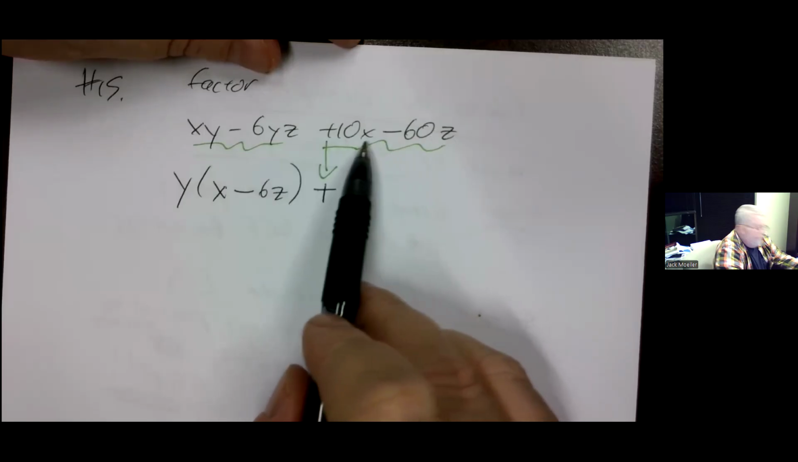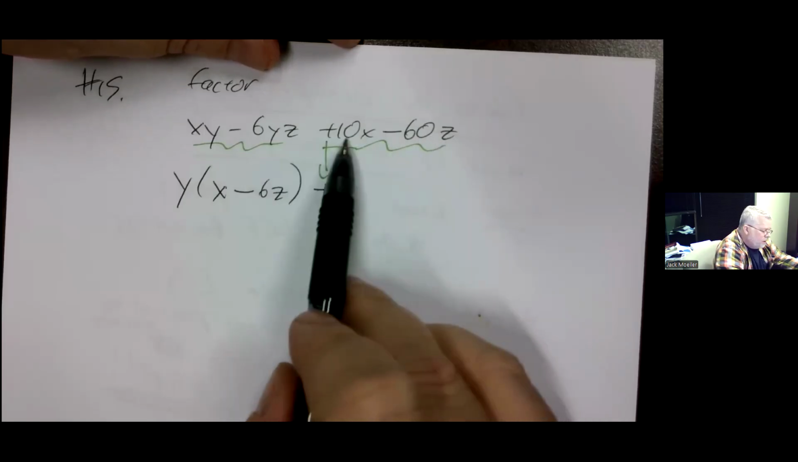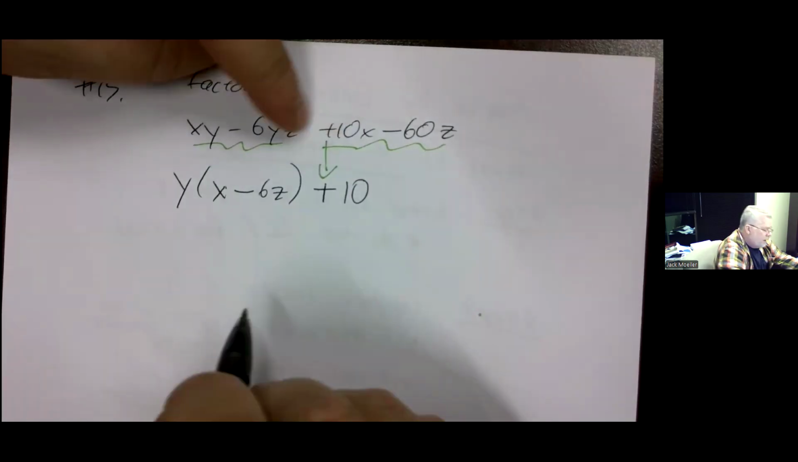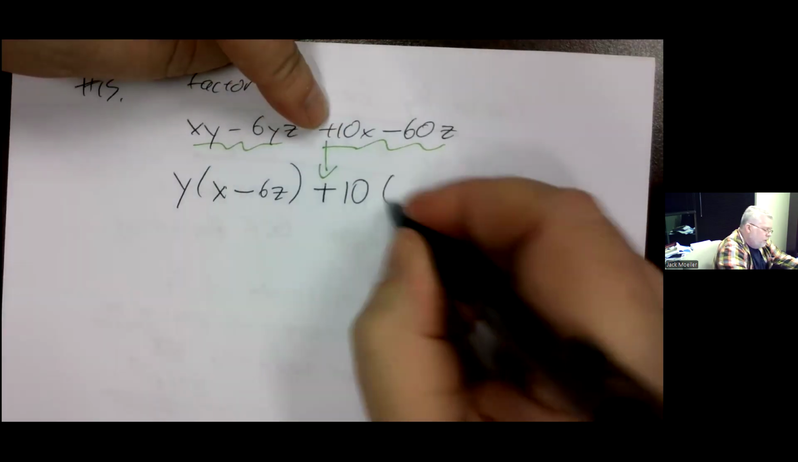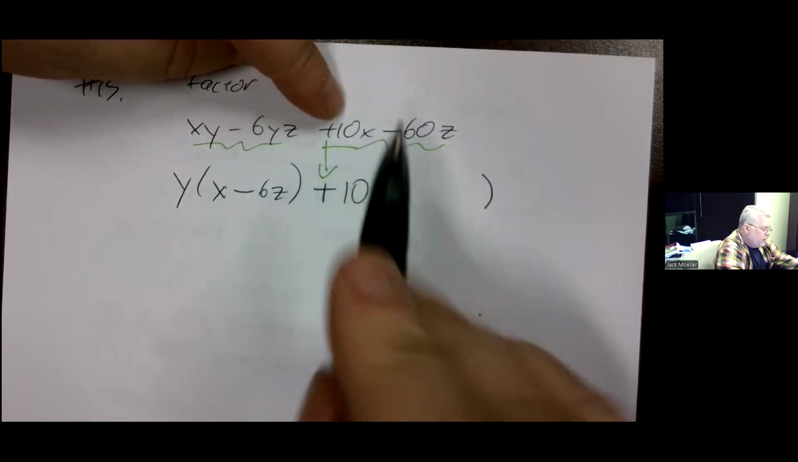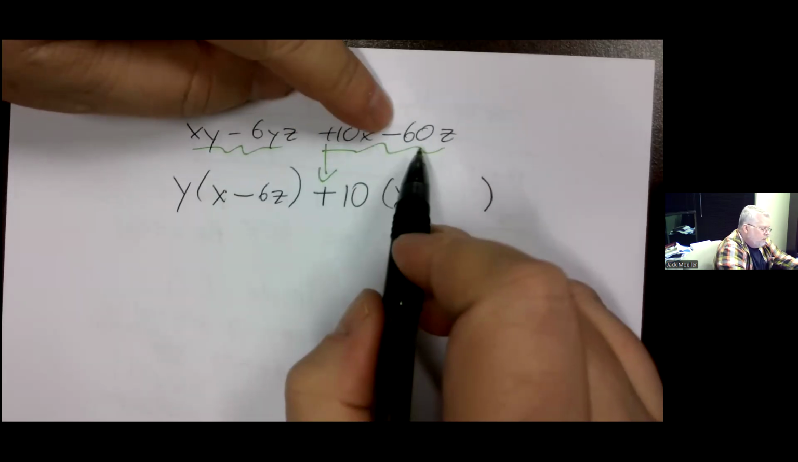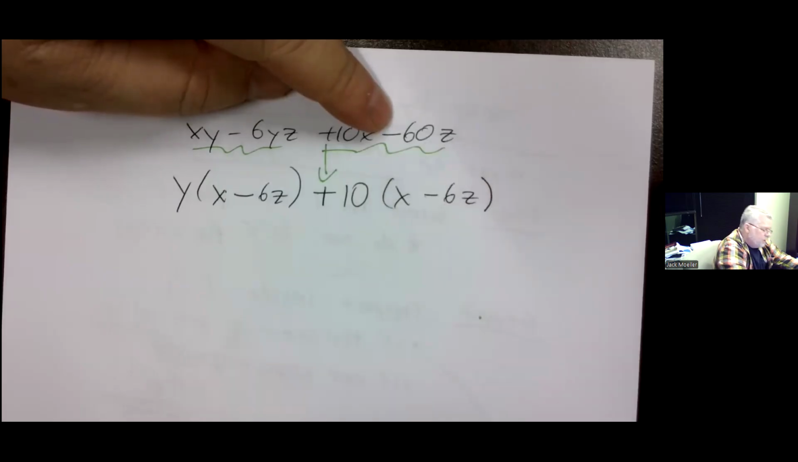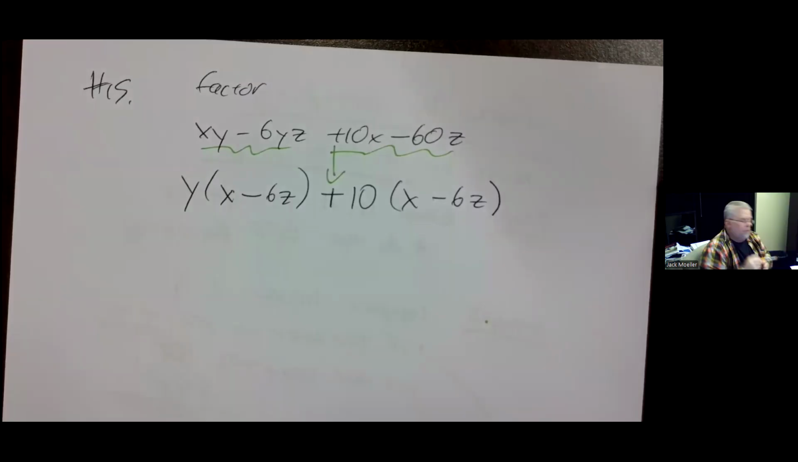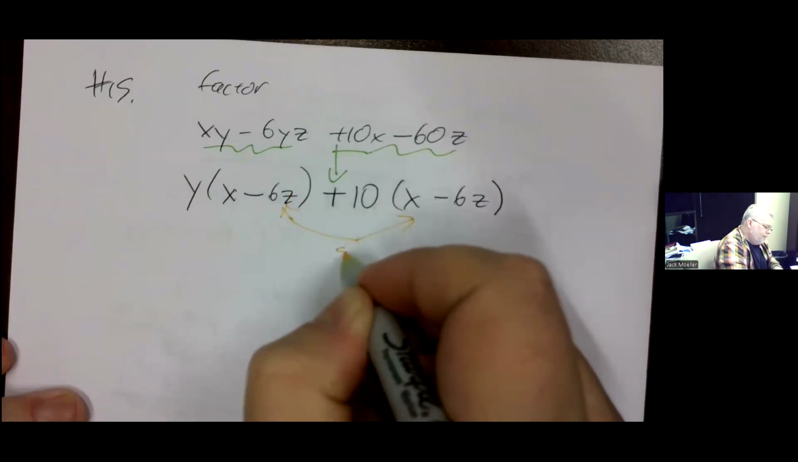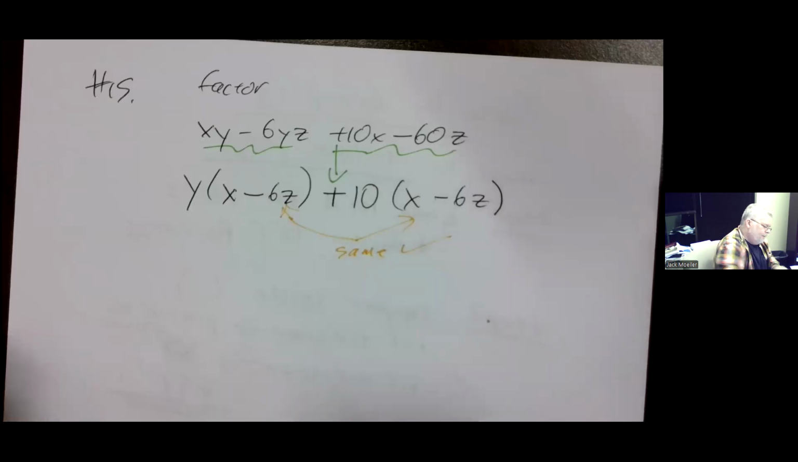So now for these last two, what do they have in common? Well, variable-wise, nothing, because one has x, one has z, but number-wise, they both have 10. So we're pulling out a positive 10 as a GCF. So we divide both of those by 10. What do we have left? Well, 10x divided by 10 is x. Minus 60z divided by 10 would be minus 6z. So are we good? So those are the same. That means we can proceed to the answer.